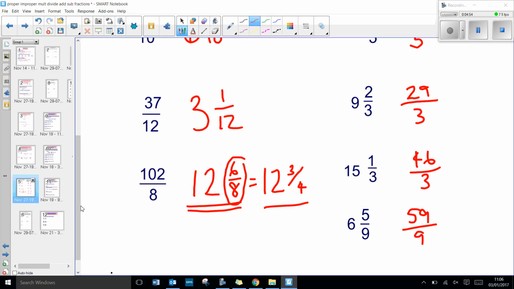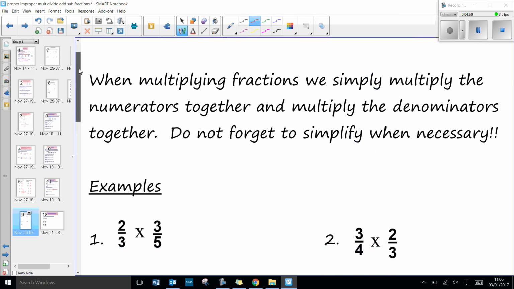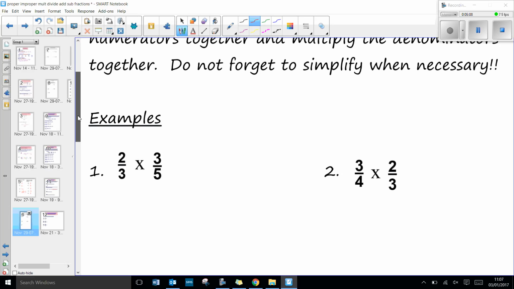So now we're on to multiplying fractions. When multiplying fractions, you simply multiply the numerators together, multiply the denominators together, and then simplify if possible. So 2 times 3 is 6, 3 times 5 is 15. Now in this case I know that both 6 and 15 are divisible by 3, so this will become 2/5. Example 2, 3 times 2 is 6, 4 times 3 is 12, and this simplifies to be 1/2.